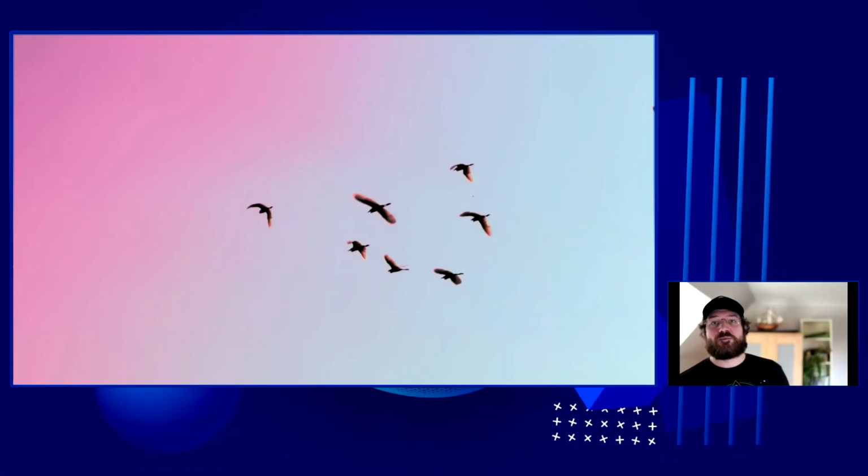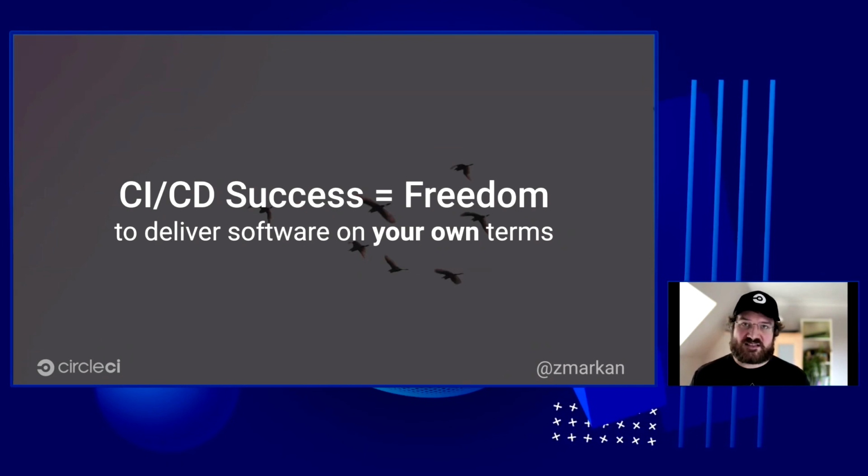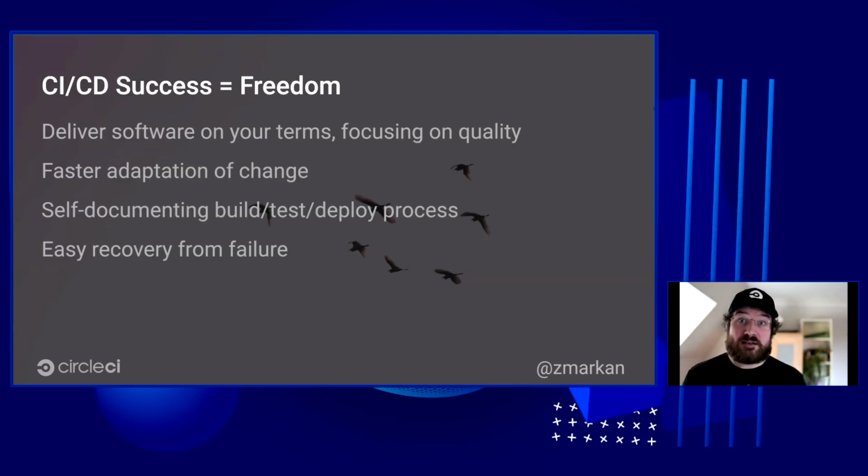Anyway, the point I'm trying to make is that if you're successful with CI/CD, it brings you a lot of freedom in how you build software on your own terms, in a way that makes your team happy and successful, and obviously allows you to ship higher quality applications. It allows you to adapt to change faster, from the organizational level to the team level. And you get a couple of really nice benefits, like self-documenting build, test, and deploy processes, and much easier recovery from failure if everything is automated.